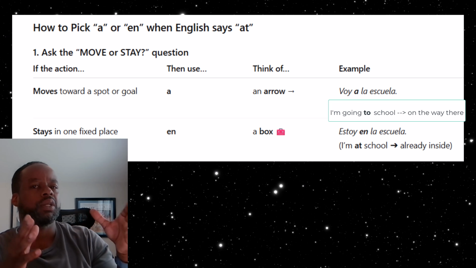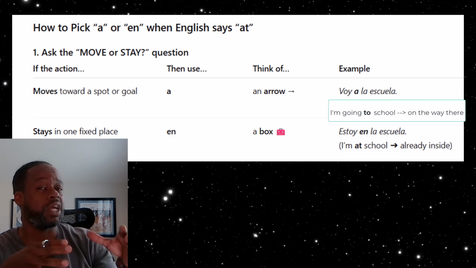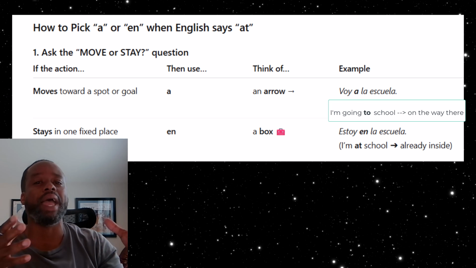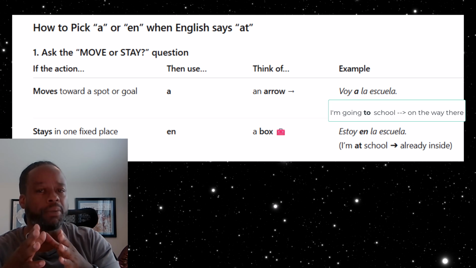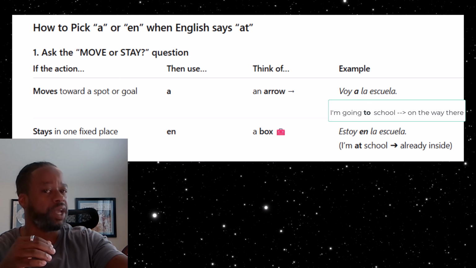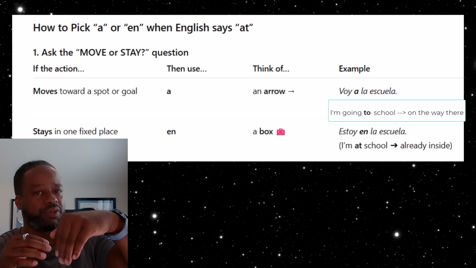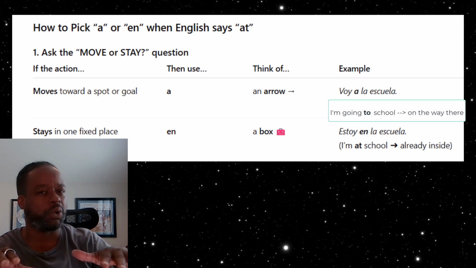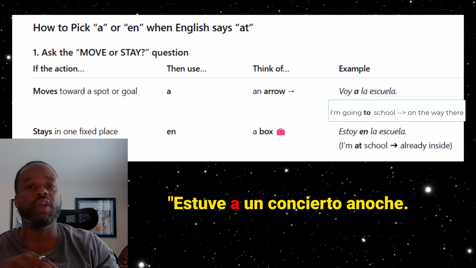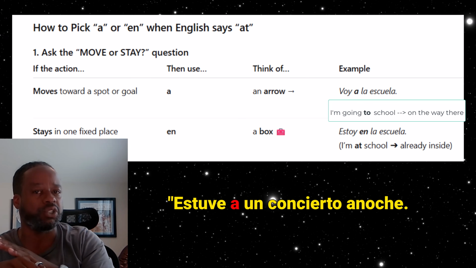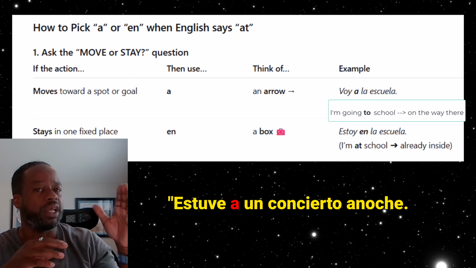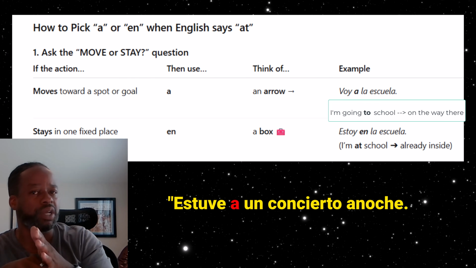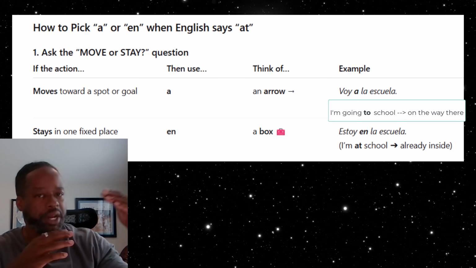Other example, let's think about it from a concept of if you are at a function, an event of some sort. Remember, you had to go to the event in order to be at the event. Don't want to beat the dead horse here, pero estuve a un concierto anoche. I was at a concert last night. So remember, you had to go there.